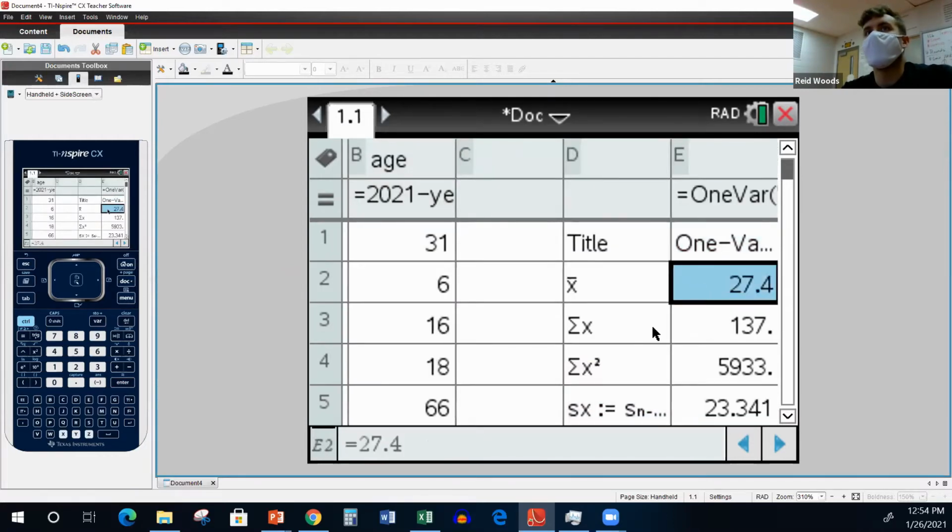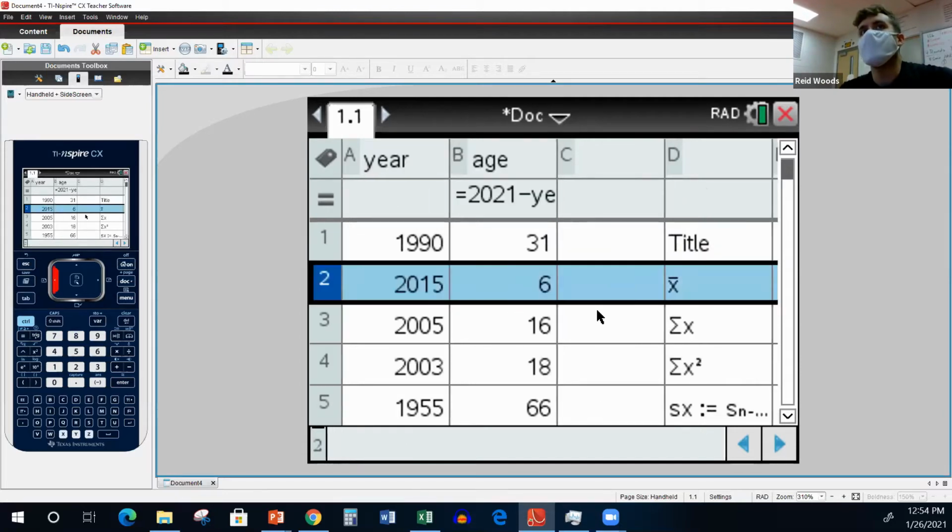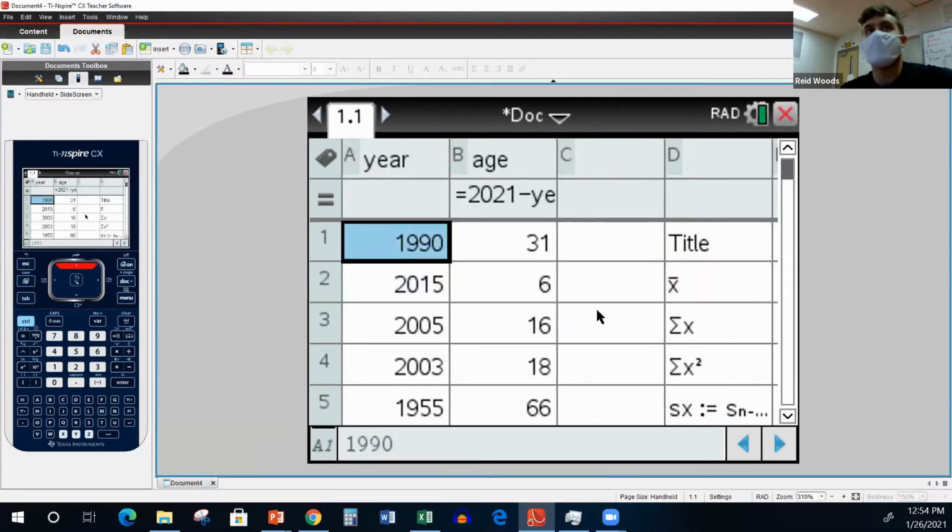And we get 27.4, okay? So this would be the method that you guys would use when you're calculating yours. Let's say you go to your second sample. All you'd have to do is enter in the years of the new pennies. Let's say the next sample, it was 1993.